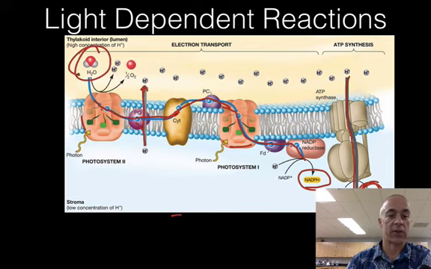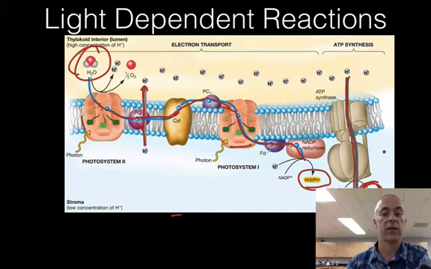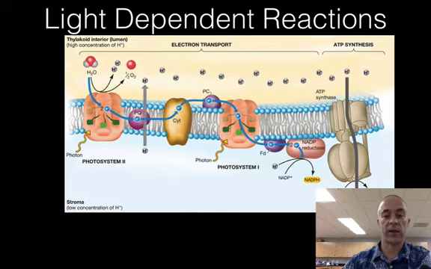We get electrons from water. They travel through the electron transport chain, creating a hydrogen ion gradient, which again leads to ATP production. Those electrons get re-energized, and then they get incorporated into NADPH.